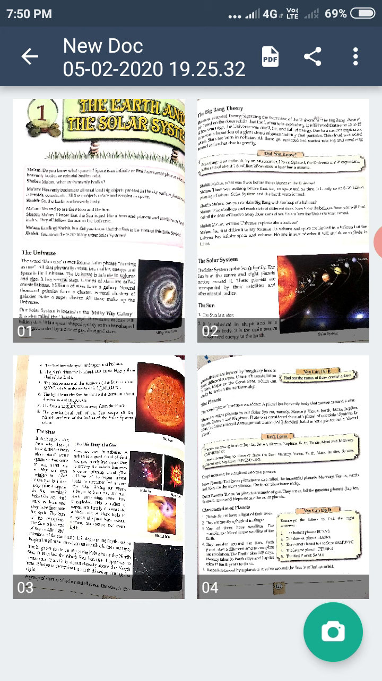Now the path on which planets move around the sun, that path is called the orbit of the planet. All the planets have their own orbits. All the planets move on their separate paths, and that path is called the orbit.